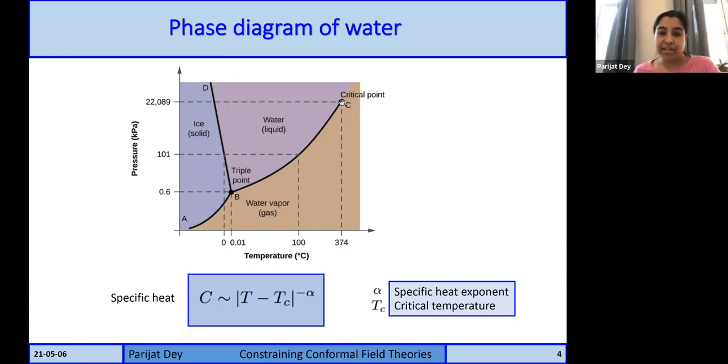So now we can measure the specific heat of this system close to the critical point. And thus it turns out that the specific heat diverges in a certain way when we are close to the critical point. And the way it diverges is controlled by this exponent alpha, which is known as the specific heat exponent.